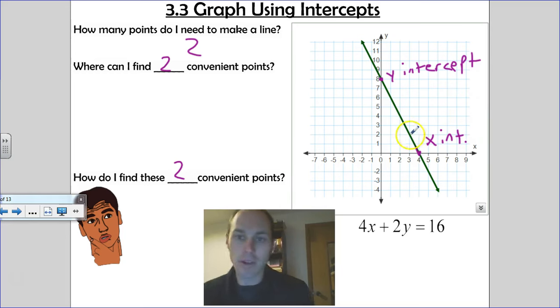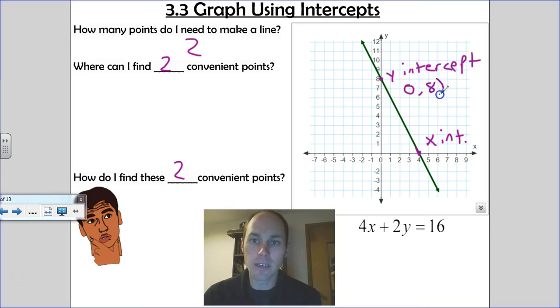Something special about that point, let's list its coordinate. It's 0, 8 for the y-intercept. The x-intercept is 4, 0. And you notice something special about those points. They both contain a 0.